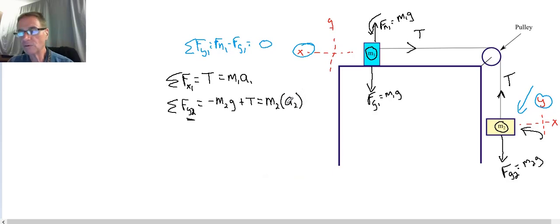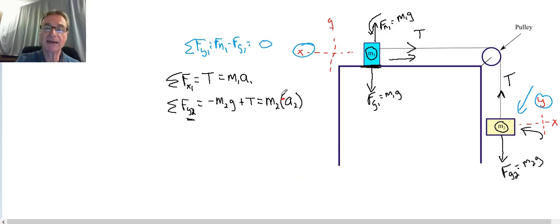Okay, now, the question we've got to ask is, what's the direction of the acceleration going to be for block M2? Is block M2 going to be moving up or moving down? Well, since there's no friction between M1 and the table, block M1 is going to be pulled to the right. If block M1 is pulled to the right, that means block M2 is going to be going in the downward direction. So we need to stick a negative sign in front of the A2, because that's going in the downward direction.